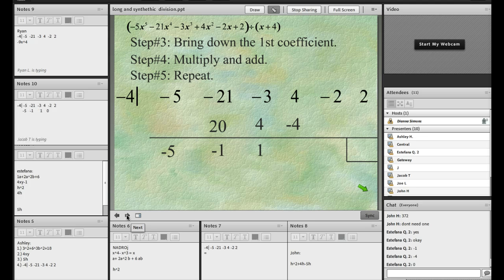What's 4 minus 4? Maybe I did. Okay, what's negative 4 times 0? Negative 2 minus 0, or plus 0, sorry. Last one, negative 4 times negative 2. 8. And 2 plus 8.